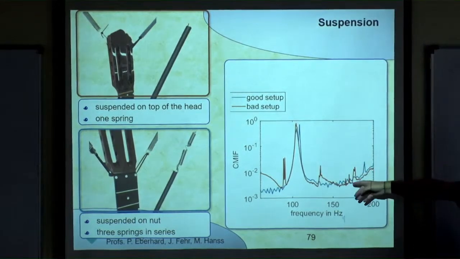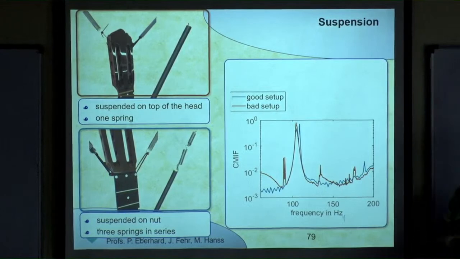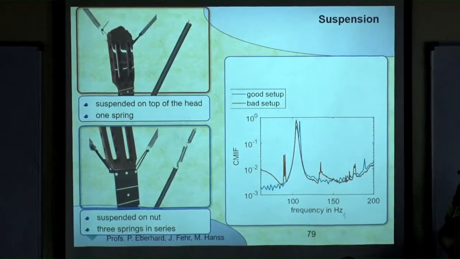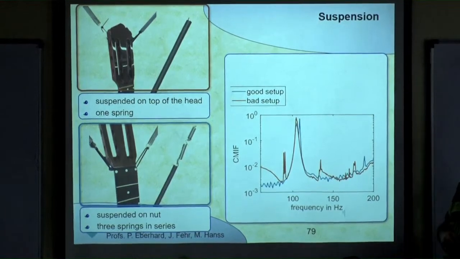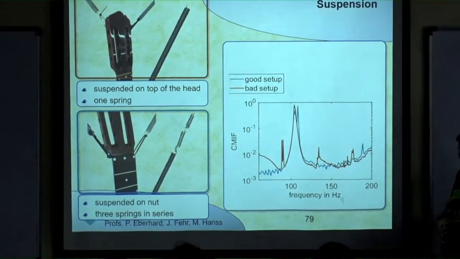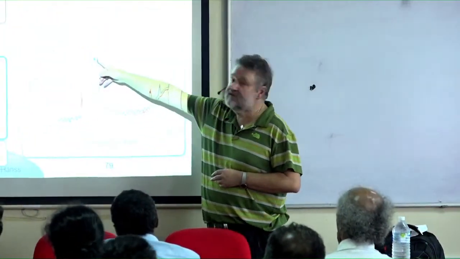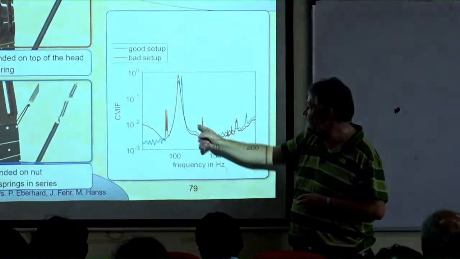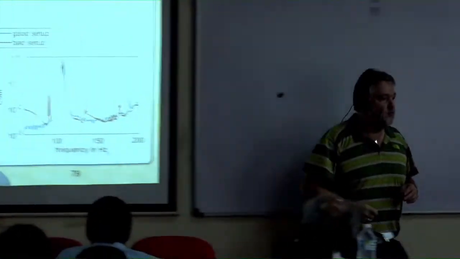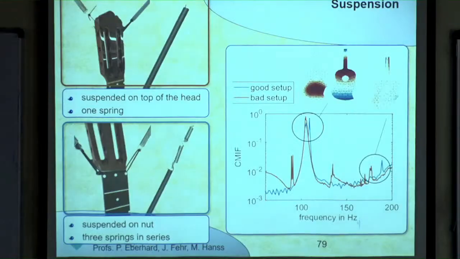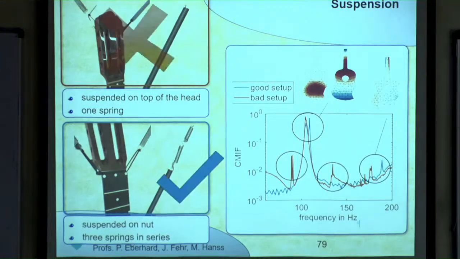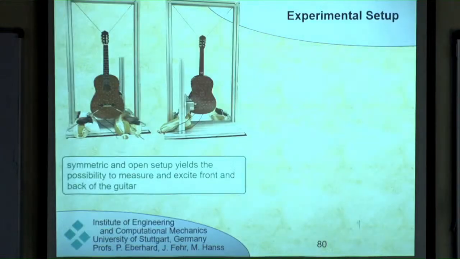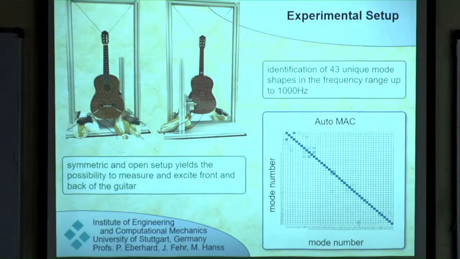So be very careful. When you do experiments, never believe the results. You really have to think very carefully, can it be true? What is the reason for it? And then very, very often, you have to go back to the lab and redo the experiment with improvements. This peak here is the same for both types. This is the guitar. This one here is just the hanging of the guitar. So always be very careful when you do measurements and when you interpret these measurements. Okay, so we finally found a good setup: the upper suspension was not okay, the lower was very good.